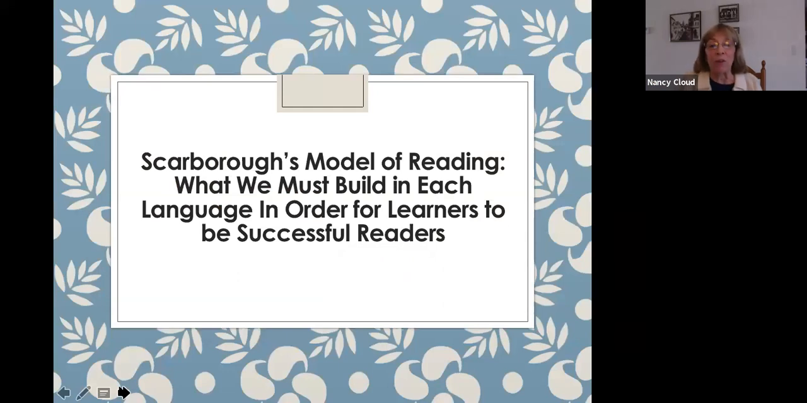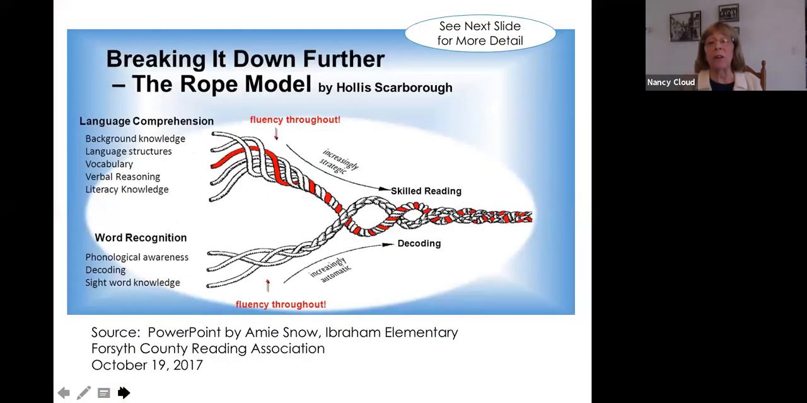So where I want to begin with you is with a model. Even if it feels kind of foundational, I think it's really important to remember all the things that are involved with reading and what we must build in each language in order for our learners to become successful readers. And I really, really like this model. This is Hollis Scarborough's model of reading comprehension and skilled reading.